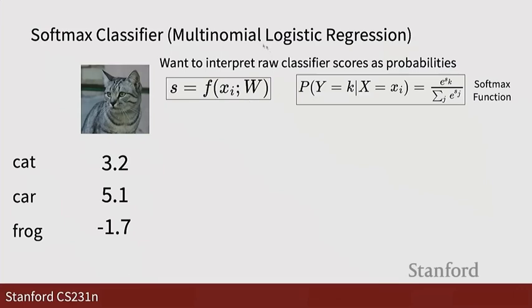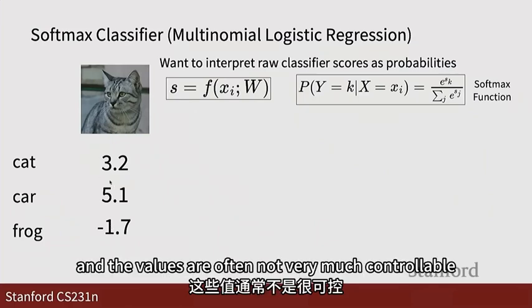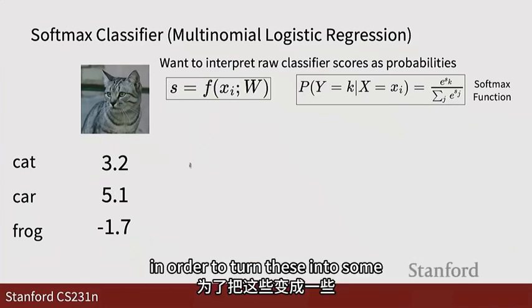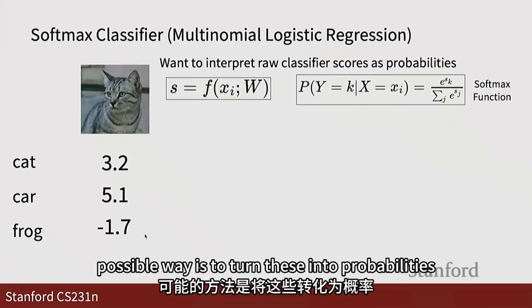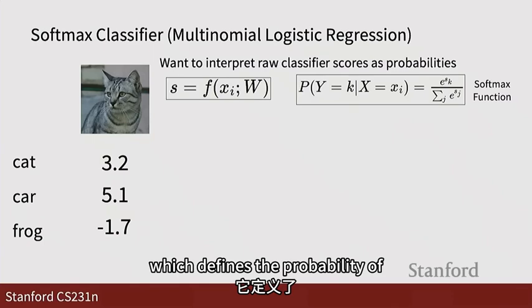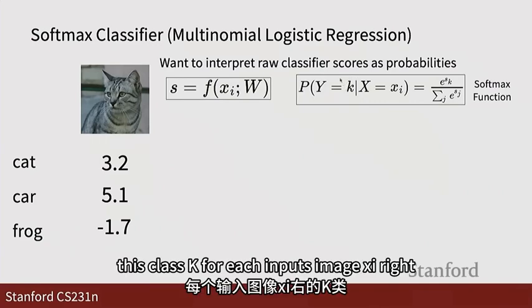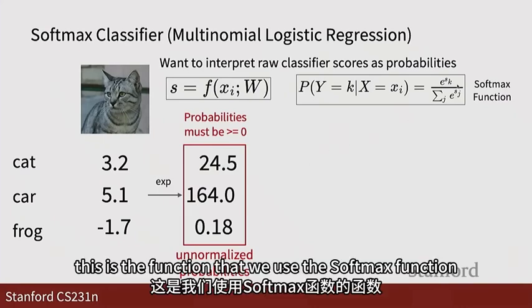And in order to turn these scores, because these scores are unbounded and the values are often not very much controllable, because this is just a linear function, right? In order to turn these into some scoring functions, the best possible way is to turn these into probabilities, which defines the probability of the class being this class K for each input image Xi, right? And in order to do that, this is the function that we use, the softmax function.